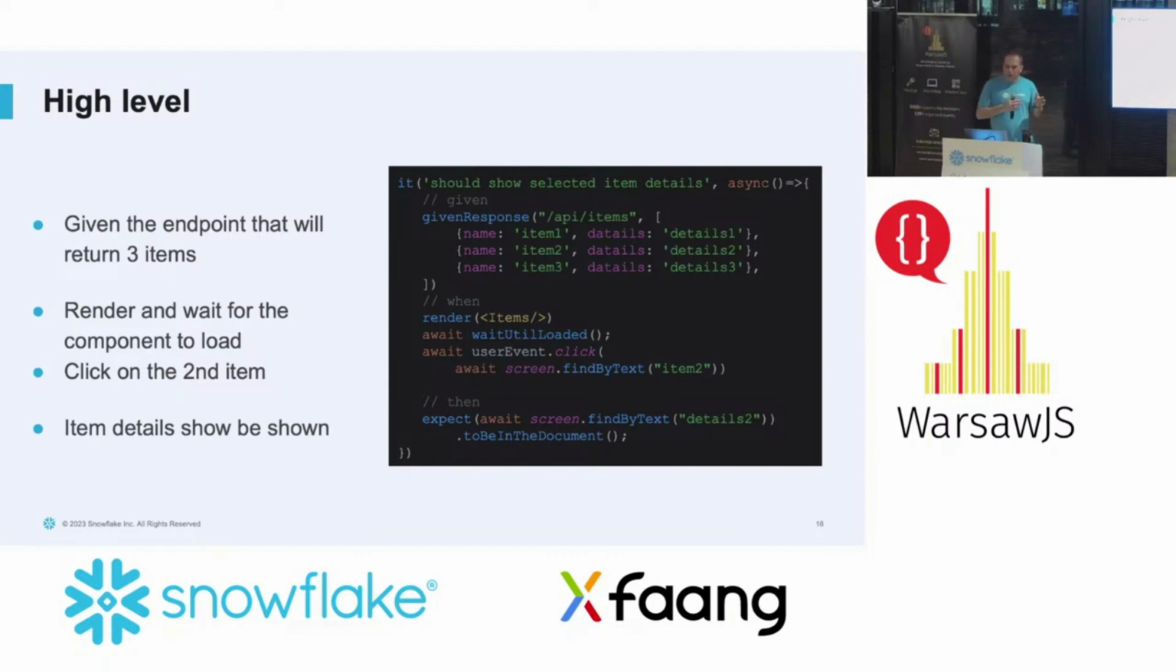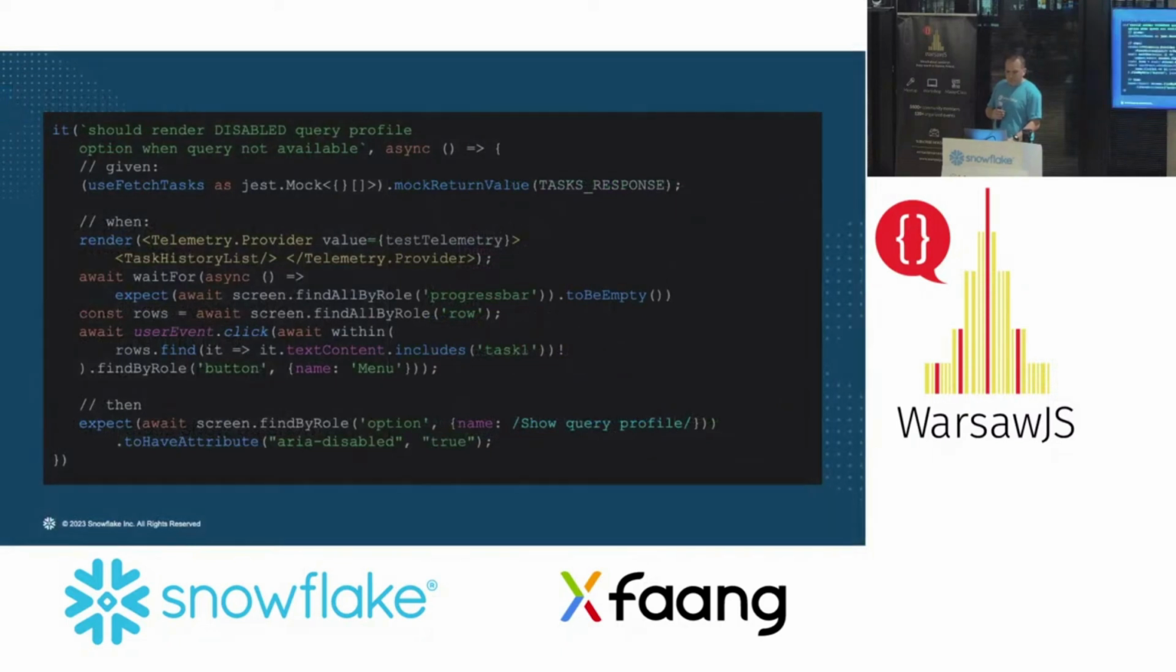So when I read the code, like given the response to the API endpoint, when I render items and wait for it to load, when the user clicks on item 2, I should see details 2 on the screen. It feels natural and easy to comprehend. So here in the code, we have a few technicalities.